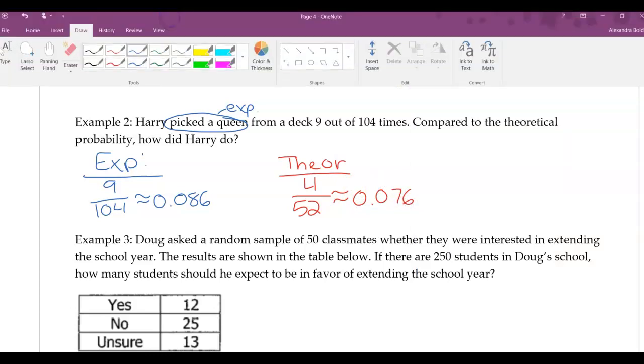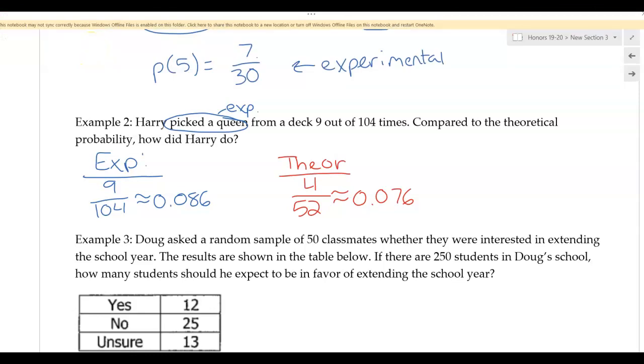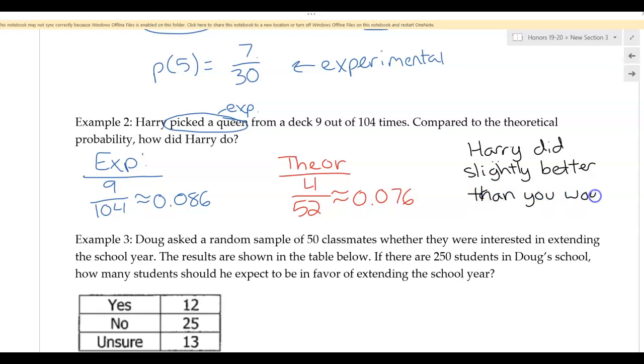So Harry did better. It's slightly higher. So Harry did slightly better than you would think. Okay. So now we're going to go the opposite way. So that's experimental versus theoretical again, and we can compare the two.